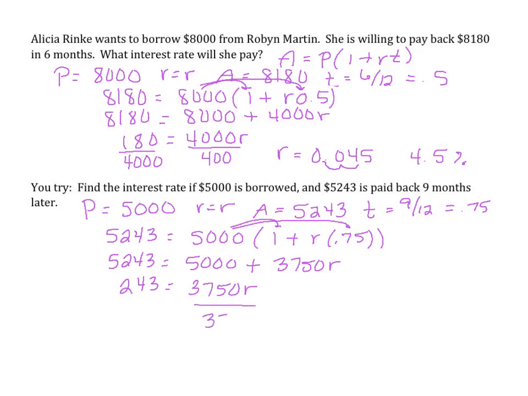To get R by itself, we have to divide. So R is equal to 0.0648. Again, turning that from a decimal into a percentage, it's 6.48%.